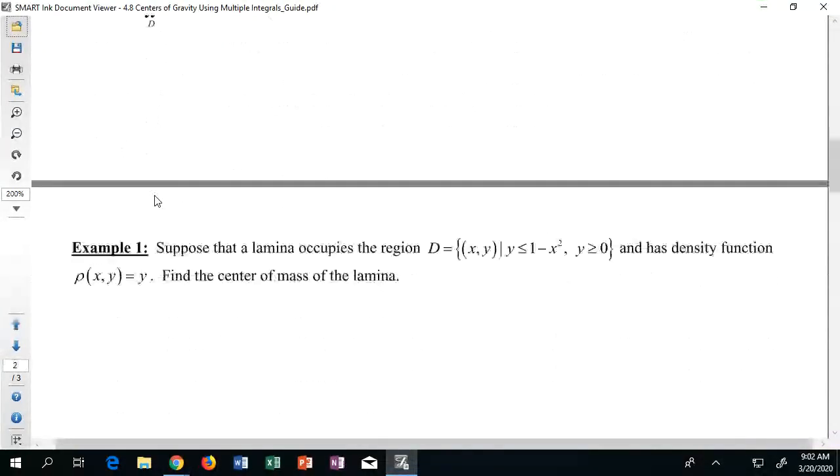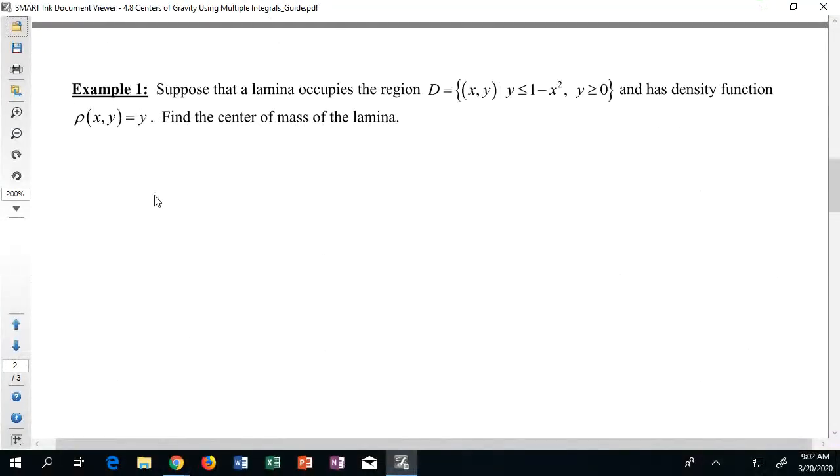Okay, let's take a look here now at example number 1. I want to suppose that a lamina occupies the region D given by these xy points. It's all the x comma y's where y is less than or equal to 1 minus x squared, but greater than or equal to 0. And let's suppose that the density at any single point in the region is always just equivalent to its y-coordinate. So if you're at y-coordinate 0, there's 0 density. If you're at y-coordinate 2, there's density 2. I want to find the center of mass of the lamina.